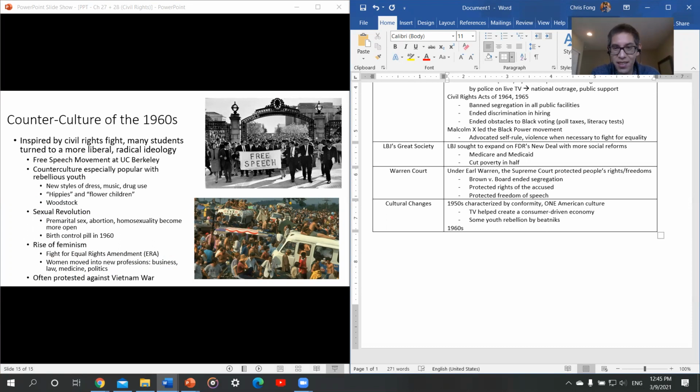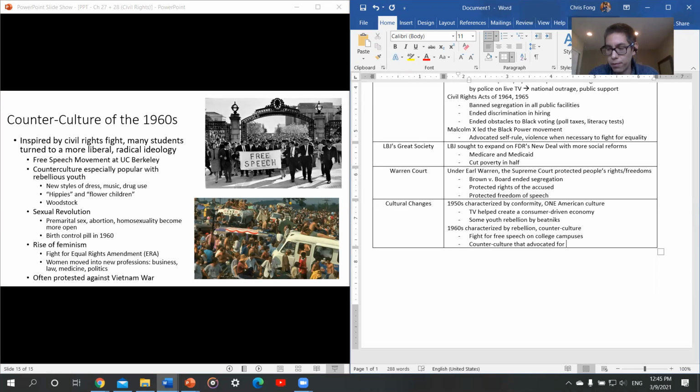So if the 1950s was characterized by conformity, the 1960s was characterized by the exact opposite, by rebellion and counterculture. There was a fight for free speech on college campuses. And there was a counterculture that, I don't know, advocated for the freedom to live the life that they wanted to, man. Trying to figure out how to write this as a bullet point. I'll just say that rejected norms on drug use or dress or music or sex or things like that. And then I'll say that they oftentimes also protested the Vietnam War on college campuses, something we'll explore later.